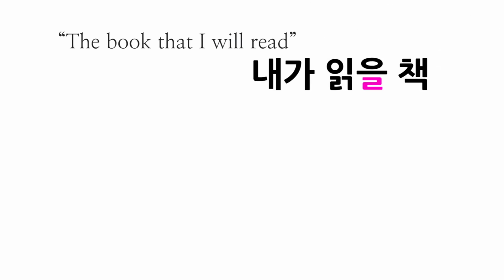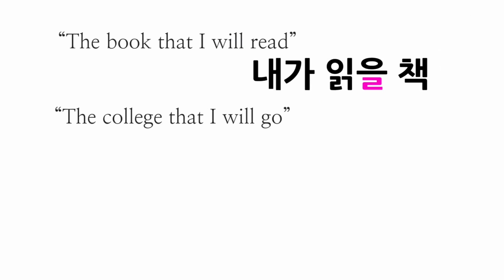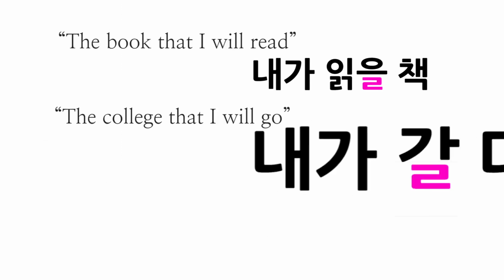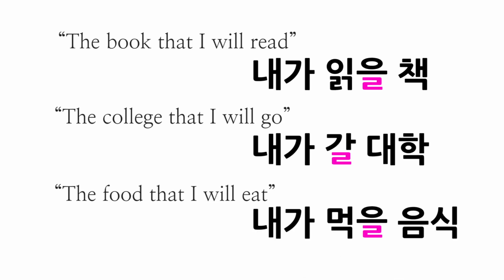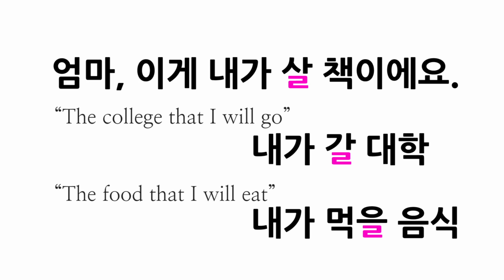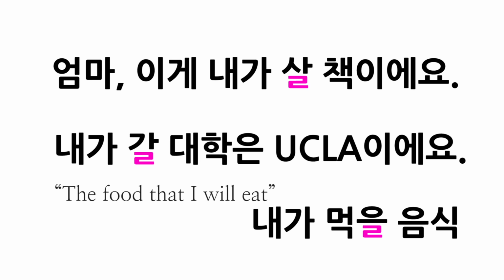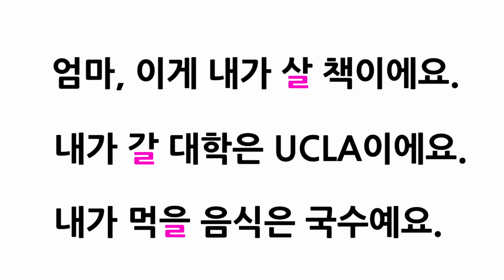Therefore, the book that I will read would be the college that I will go to will be 내가 갈 대학. The food that I will eat will be 내가 먹을 음식. Using those Korean phrases, you can say 엄마, 이게 내가 살 책이에요. 내가 갈 대학은 UCLA예요. 내가 먹을 음식은 국수예요.